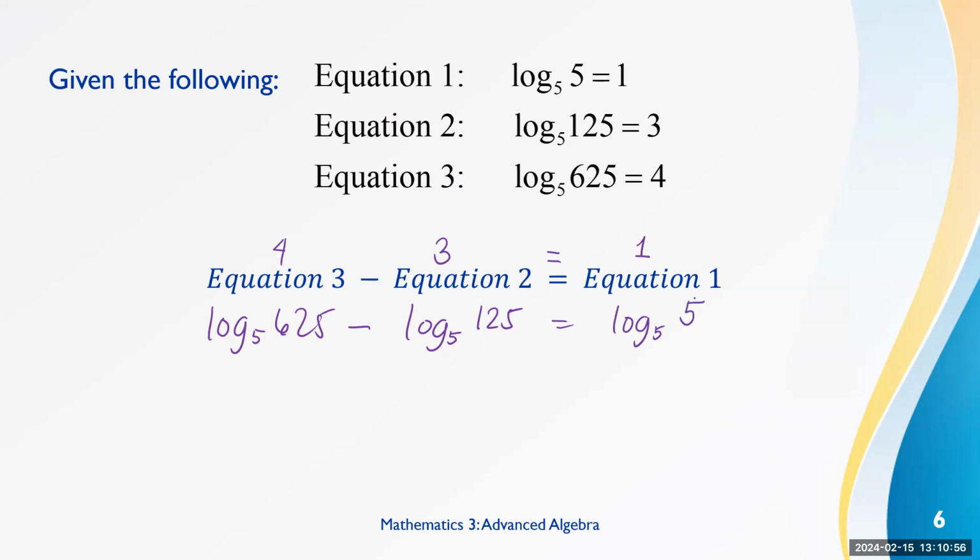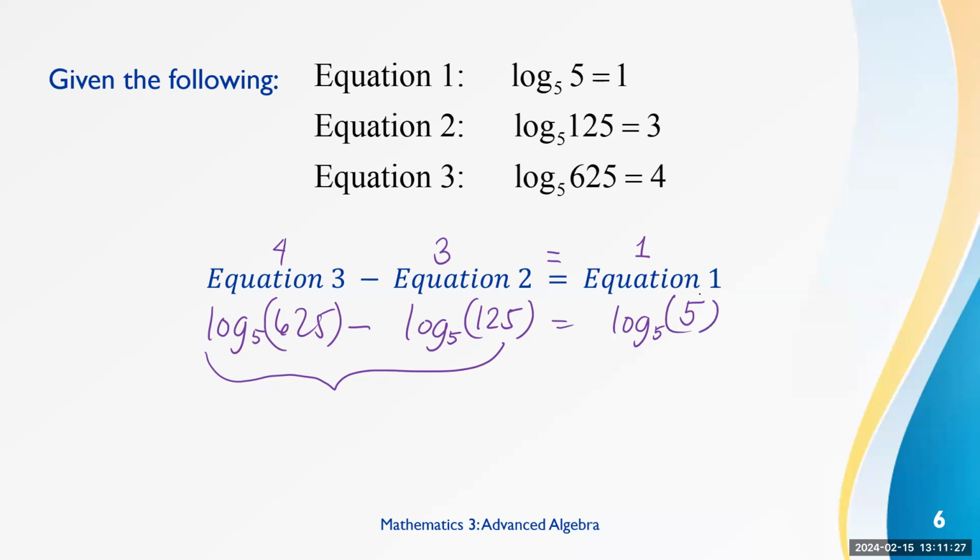So what do we notice here? Again, all logarithmic terms have a common base, which is 5. If we look at the left side of our equation, our arguments are 625 and 125. If we divide 625 by 125, this will give us 5.